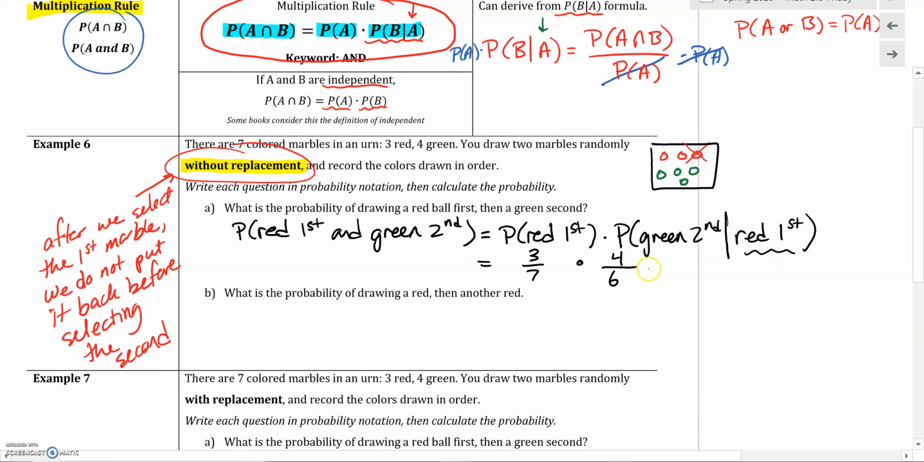If you multiply these out, I believe we get 2 over 7. Oops, not 2 over 2, 2 over 7.